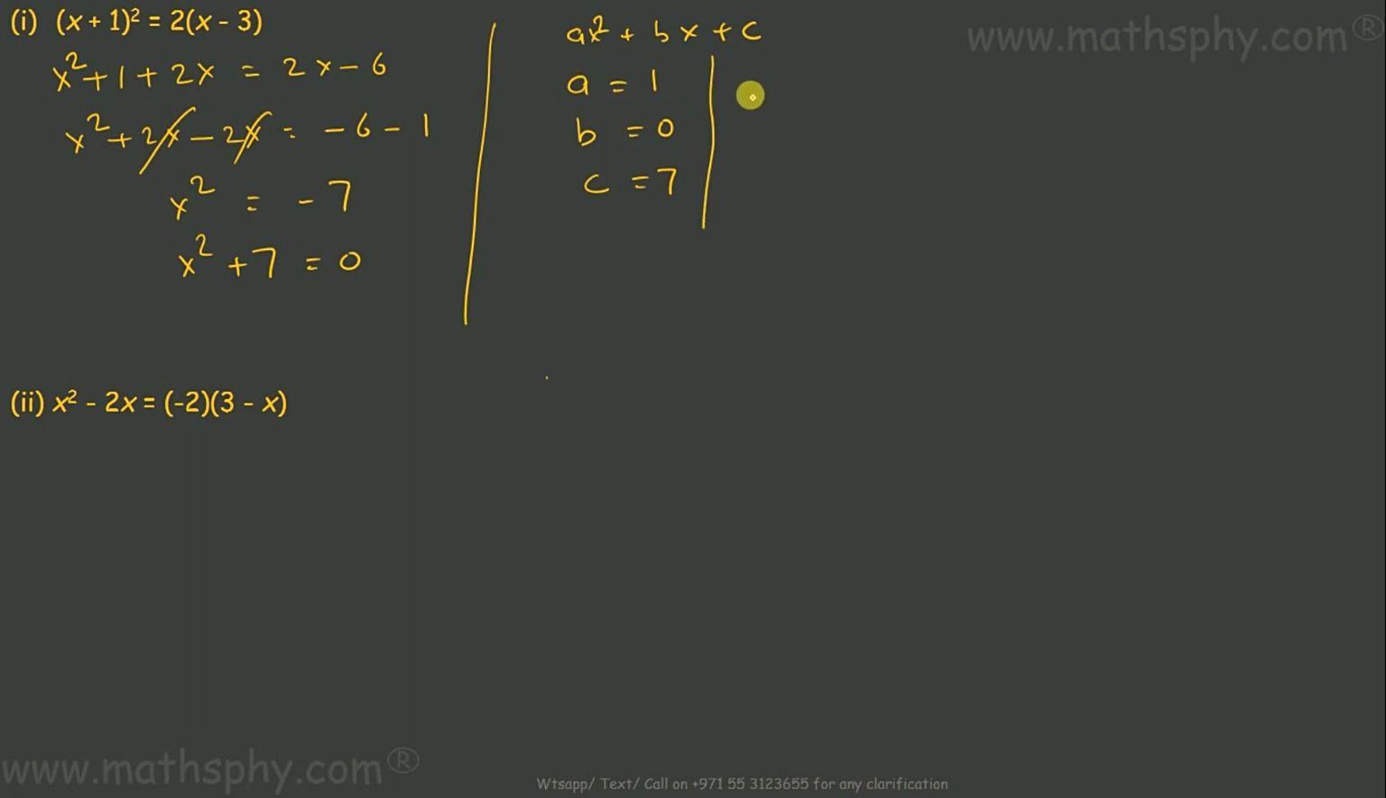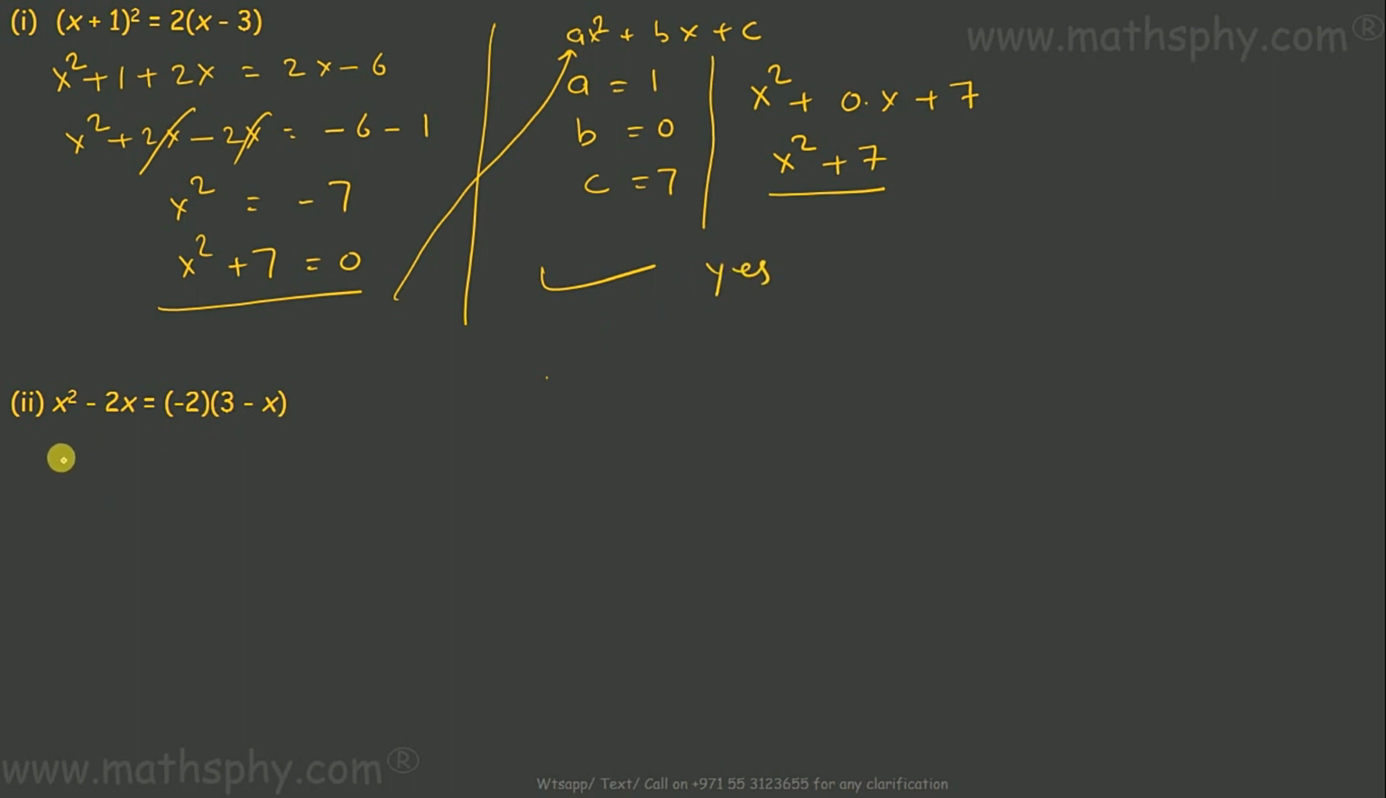So a is 1, so x² stays as it is. b is 0, 0 into x, plus c is 7. So this can be x² plus 0 into x is 0, x² + 7. After solving this equation, this comes to x² + 7 = 0, which is in this format of ax² + bx + c. It means this is a quadratic equation. So write yes. Let's take this up.